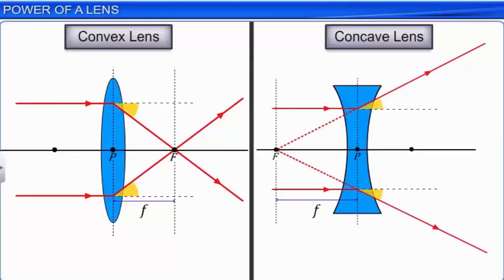The physical quantity, that is a measure of the convergence or divergence of light, introduced by a lens is called its optical power. The optical power of a lens is defined as the tangent of the angle by which it converges or diverges a beam of light falling at a unit distance from the optical center.